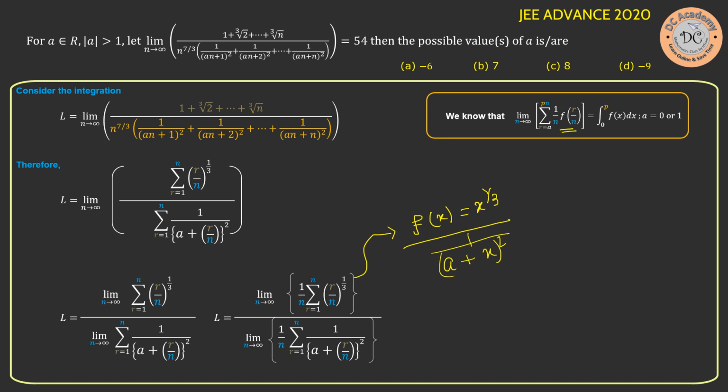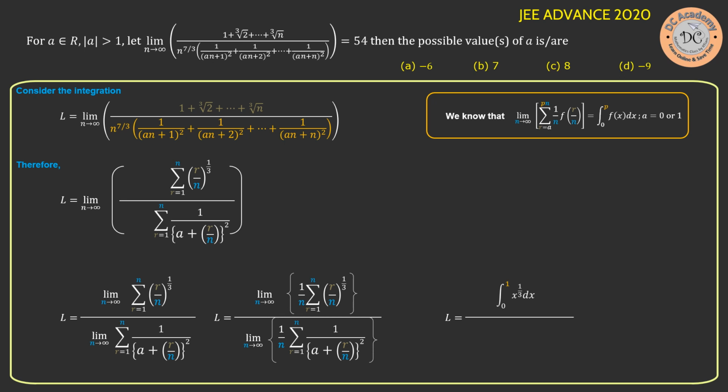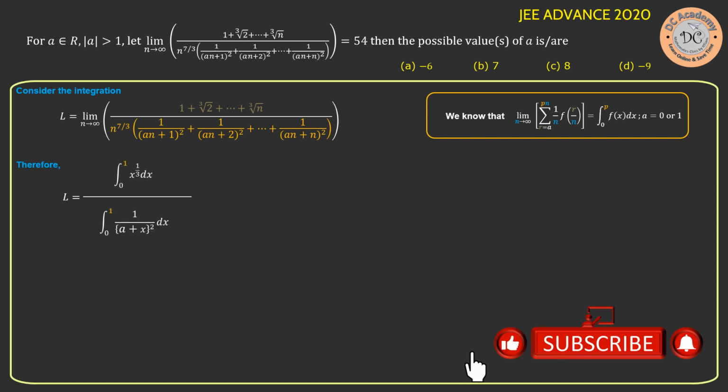And as it is a limit, we just need to apply that integration sign. Now see here, it is only for n. So therefore, p is equal to 1. So therefore, it will be 0 to 1. And that's it. Let's go ahead. So therefore, L can be written as the integration from 0 to 1 of x to the power 1 by 3, and 0 to 1 of the reciprocal of (a plus x) whole square. So that's it. Now we need to find out the integration and we obviously get our limit.